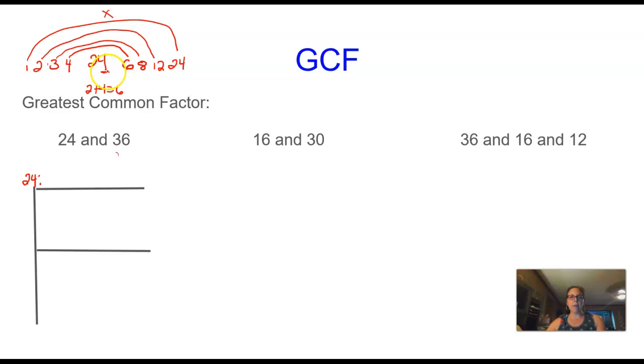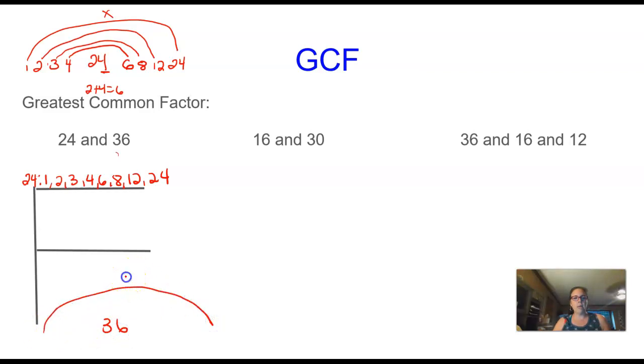And then does 5 go into it? No. And then we're back to 6. So our factors are 1, 2, 3, 4, 6, 8, 12, and 24. Okay, that's a lot. And then 36. I may come down here and do 36.